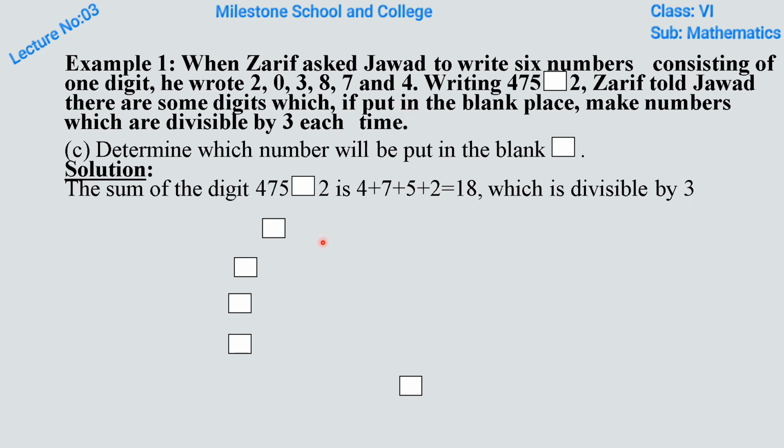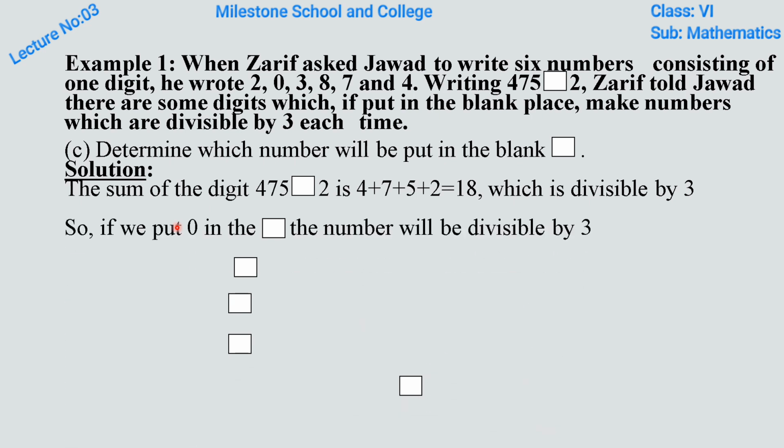That means after that we will put, if we put 0 in the blank place, the number will be divisible by 3. As you can see, the sum of the digits 4 plus 7 plus 5 plus 0 plus 2. 0 doesn't need to be written down, but we can write it down. You can see the sum of the digits is 18, so this number will be divisible by 3.